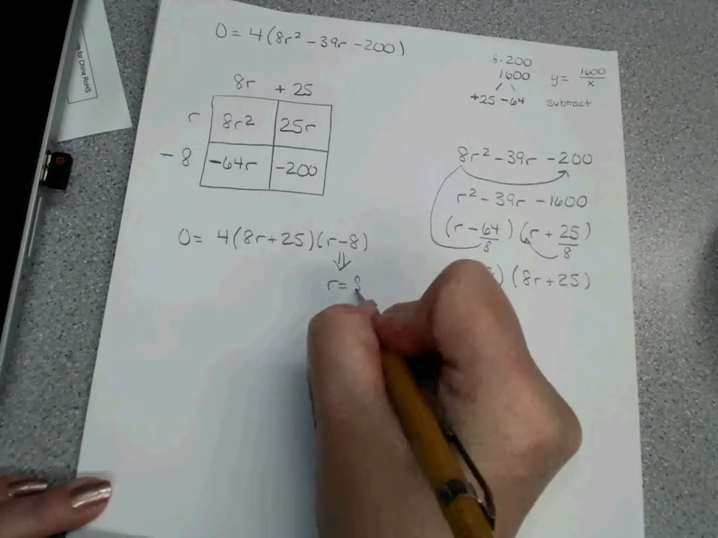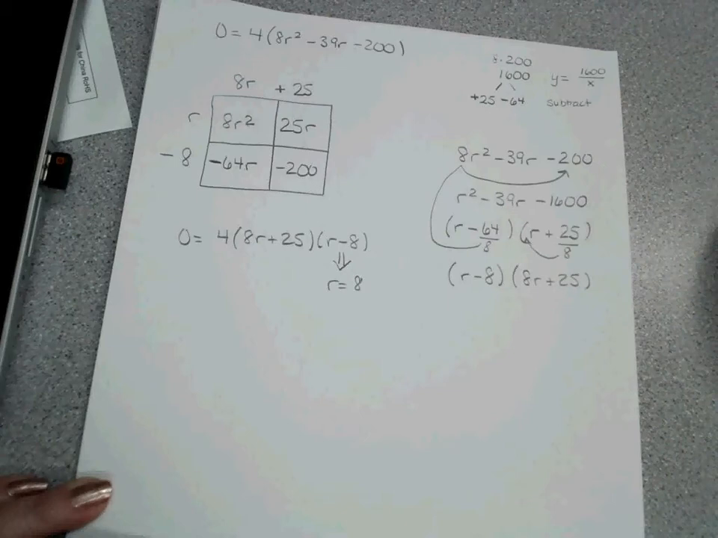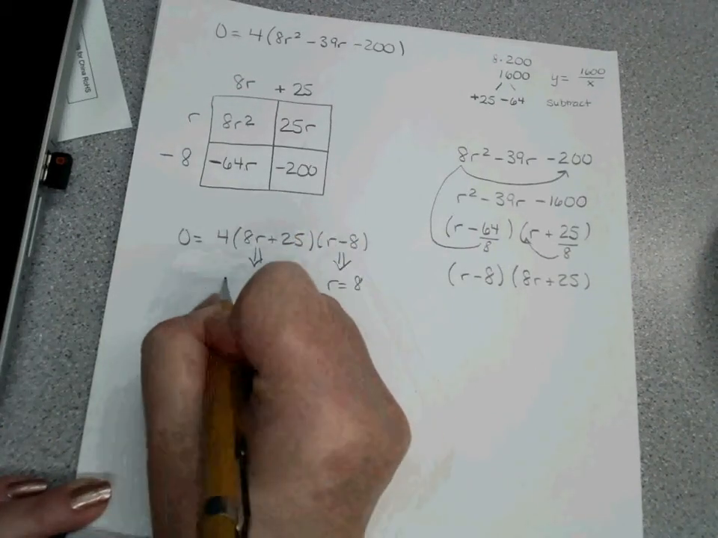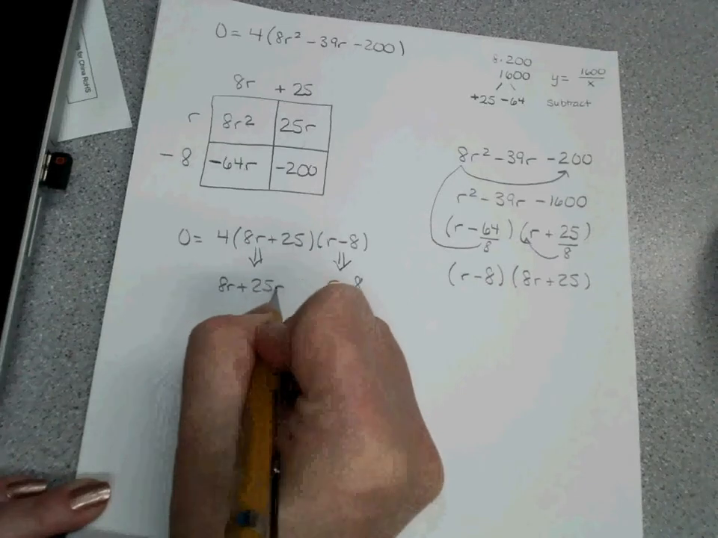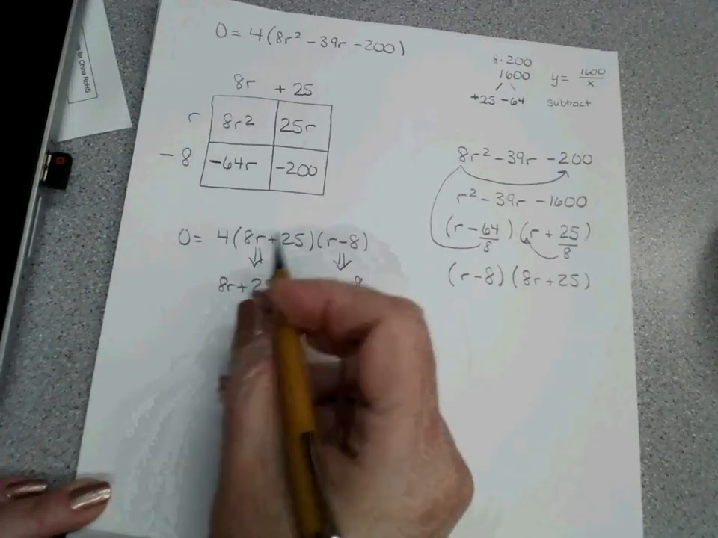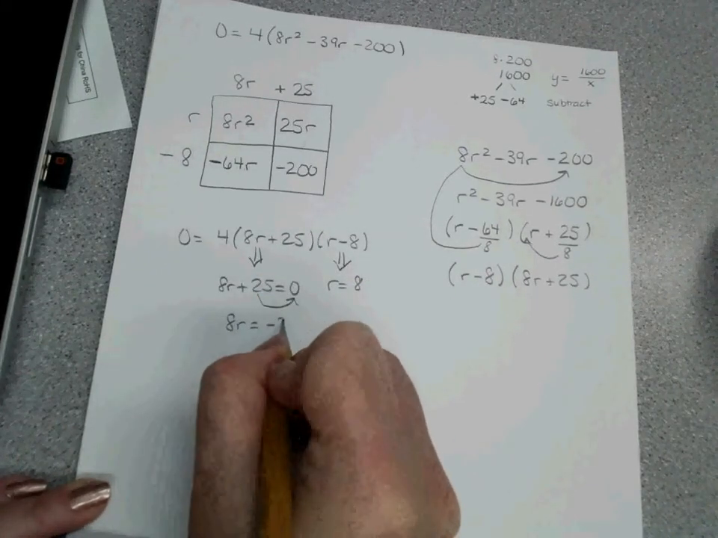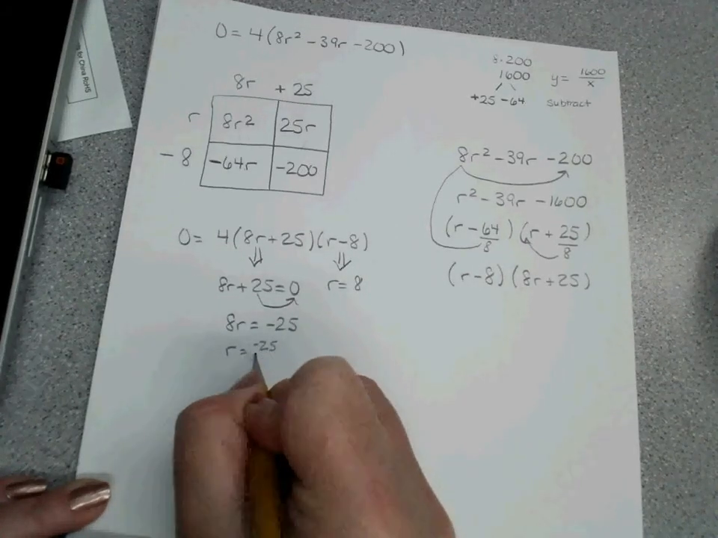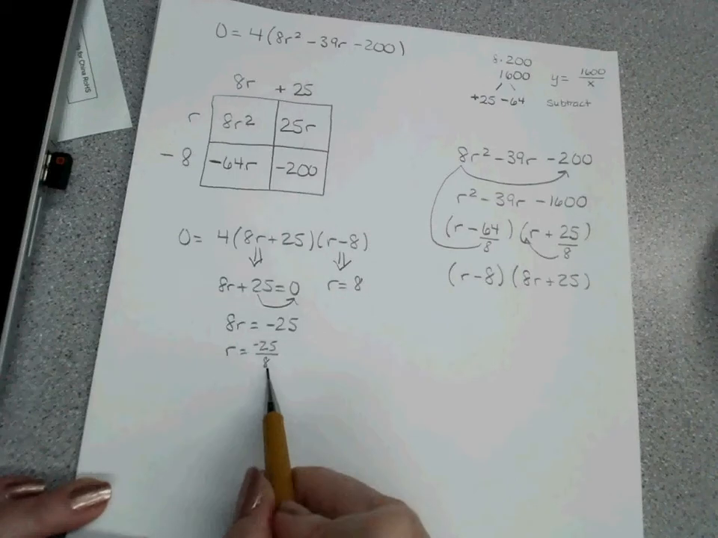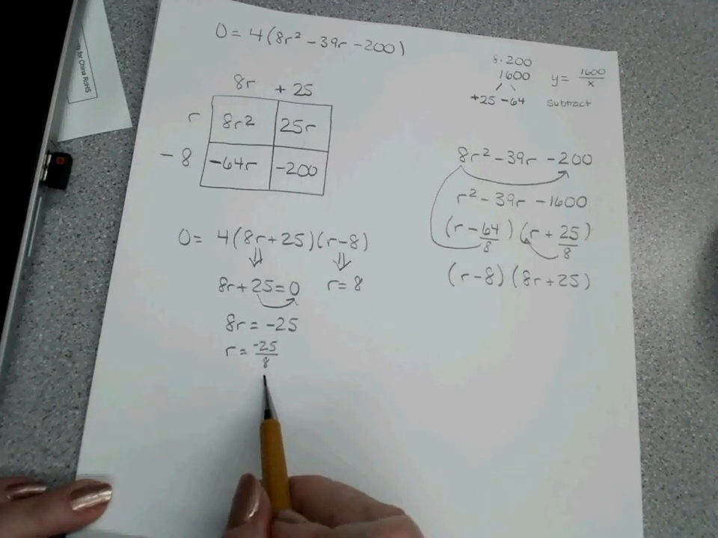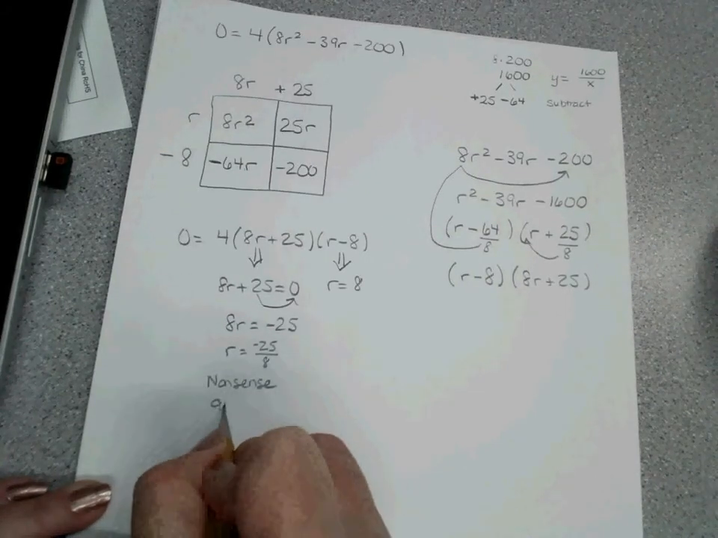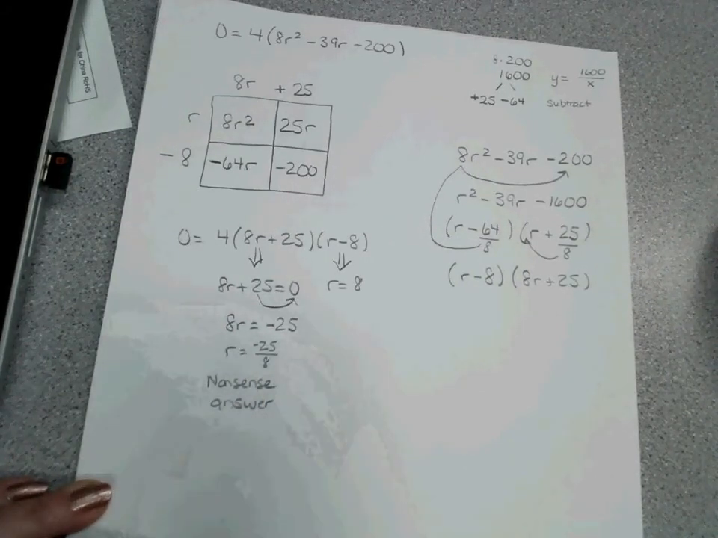This one you can do in your head, R equals 8. Now remember, R is the rate of the boat in still water. This one says 8R plus 25 equals 0. Move the 25 over. 8R equals negative 25. So R must be negative 25 eighths. Can a rate of a boat be negative 25 eighths? No. So this is a nonsense answer.